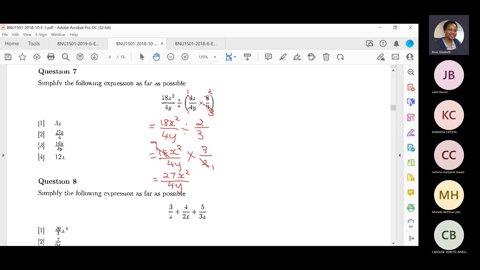Gosh, you know what I forgot is the x and the y. Sorry, my bad. There are x and y at the bottom. That's the other thing that we didn't take into consideration when we were simplifying this equation.